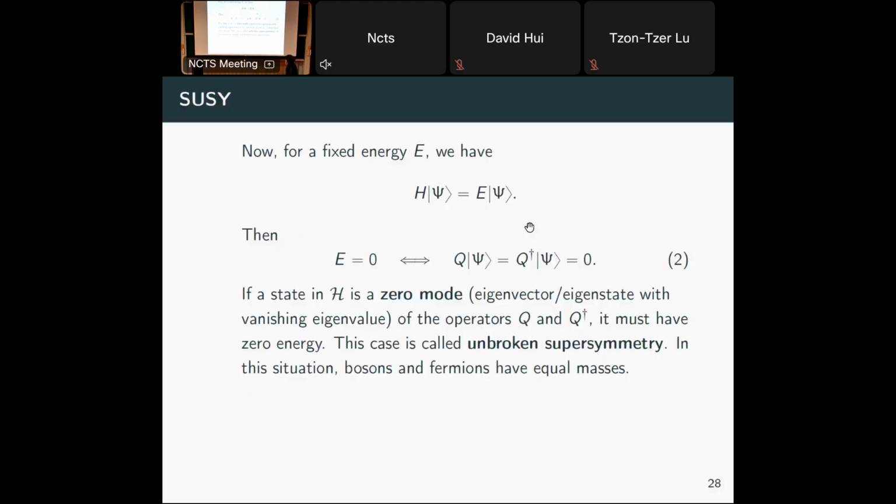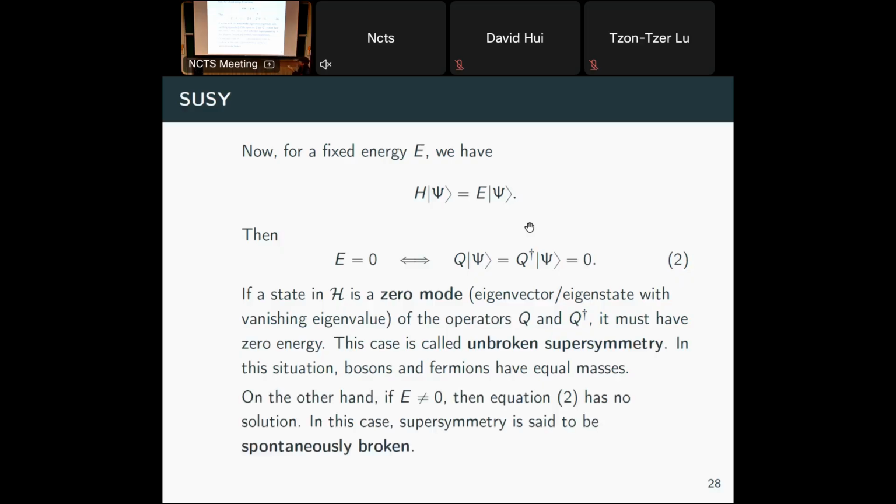So those are eigenvectors or eigenstates with vanishing eigenvalues. If that happens, if your system has 0 energy, then that supersymmetry is called an unbroken supersymmetry. In that case, the bosons and fermions have equal mass. On the other hand, if it's non-zero, of course, that still has to be positive, then equation 2 has no solution, which means, in that case, the supersymmetry will be called spontaneously broken. So these are some terminology you will find in physics literature in the context of supersymmetry.